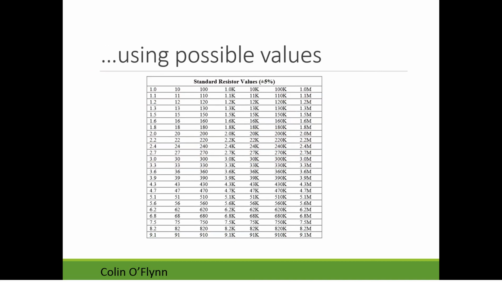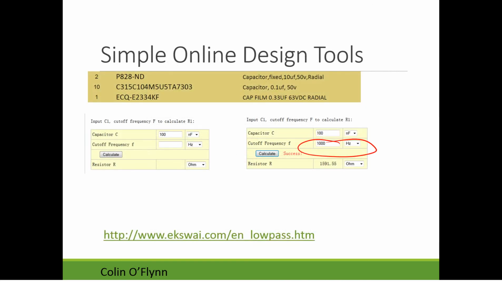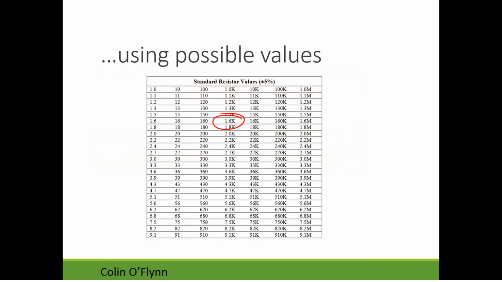You'll have to slightly round it to whatever the nearest real values are. There's only certain values you can get. So in this case, 1.6K works out. It said it wanted 1592 ohms. We can get 1600, which is close enough. And these values are only good within plus or minus 5%, so it doesn't really matter. That's well within the sort of error we'd expect.